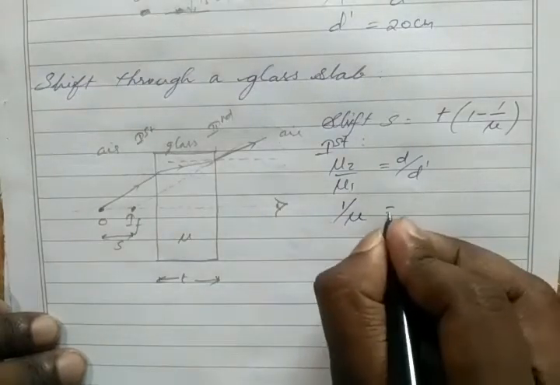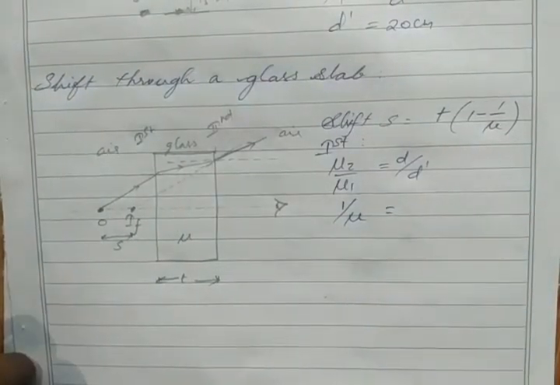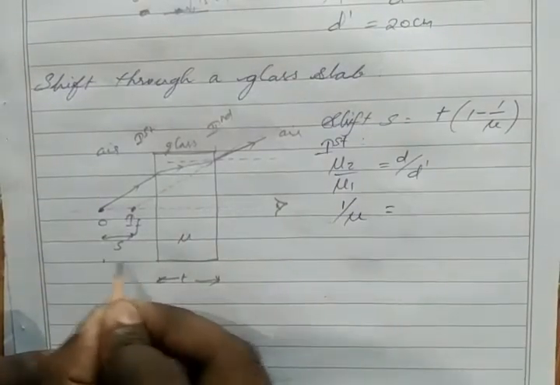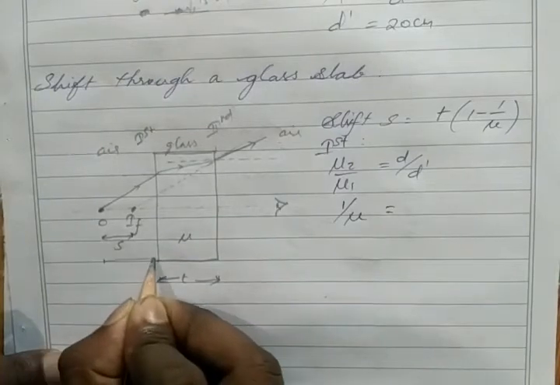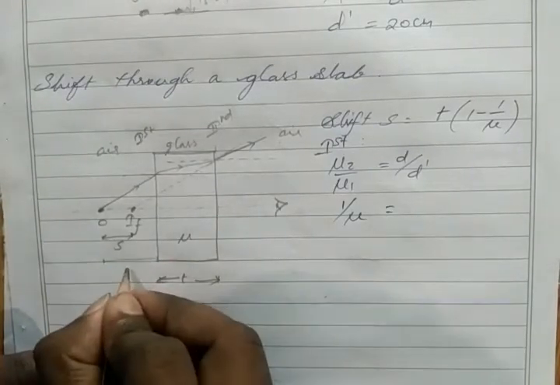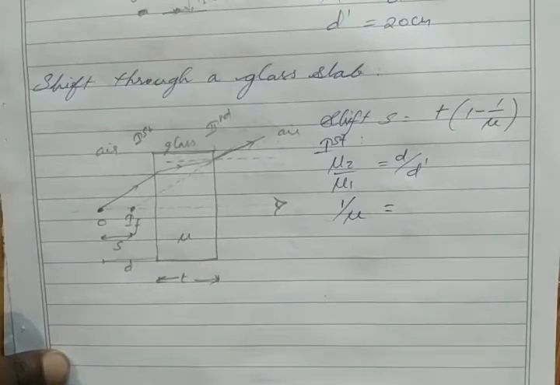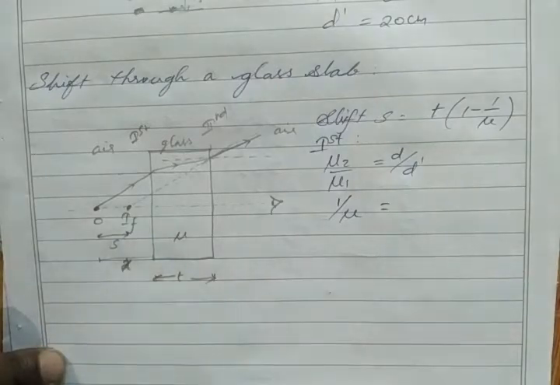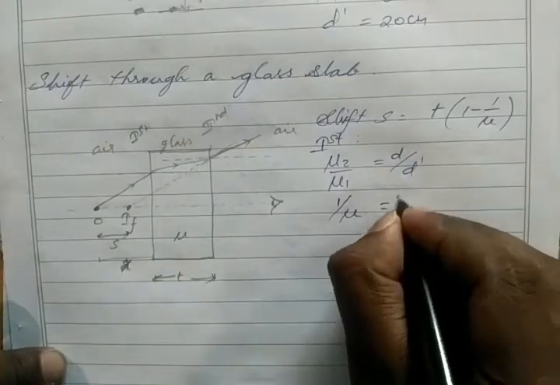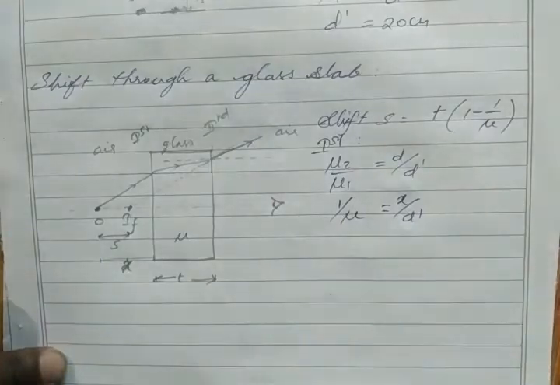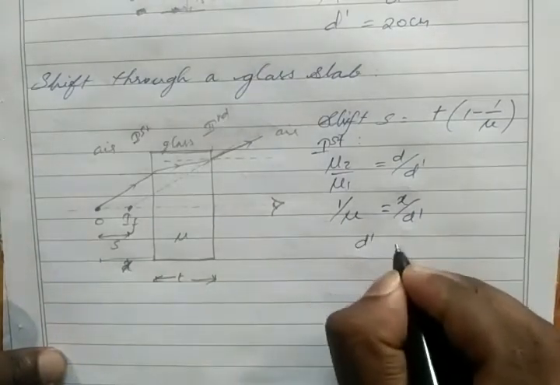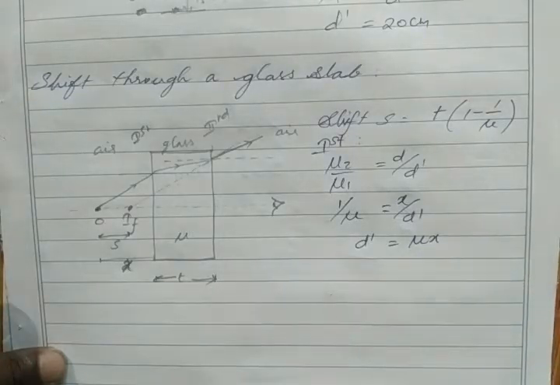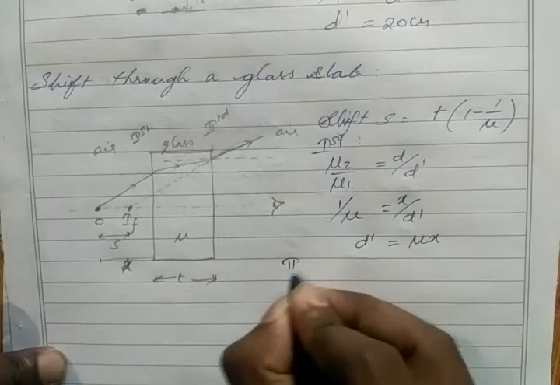Then D means depth, real depth. We always take depth from the surface. So this is our surface. The distance between the surface and the object is taken as real depth D. For example, we take this distance as x. So instead of D, we take x by D dash. Then D dash equals mu x. That is for the first interface.